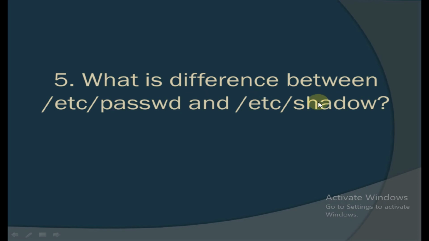Whereas in /etc/shadow we store some important information like the encrypted form of the password and password expiration. Like this we can store in the /etc/shadow file. So these are the differences between the /etc/passwd and /etc/shadow files. So let's move into the next question.